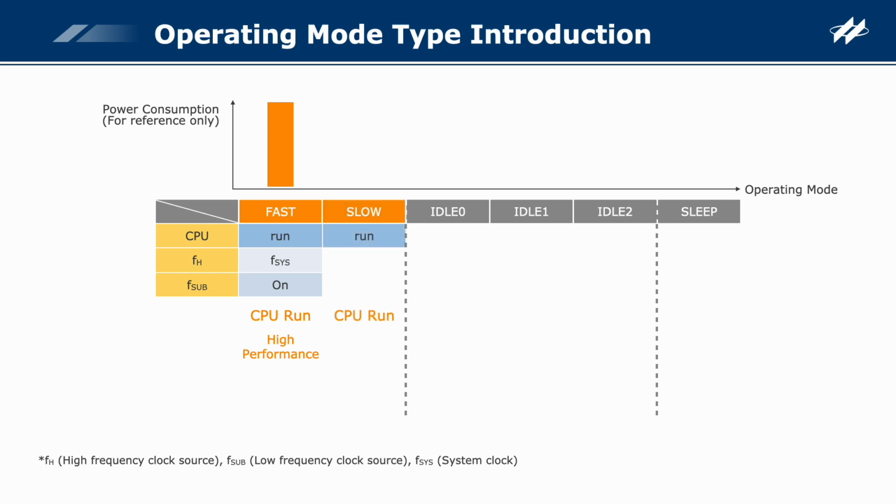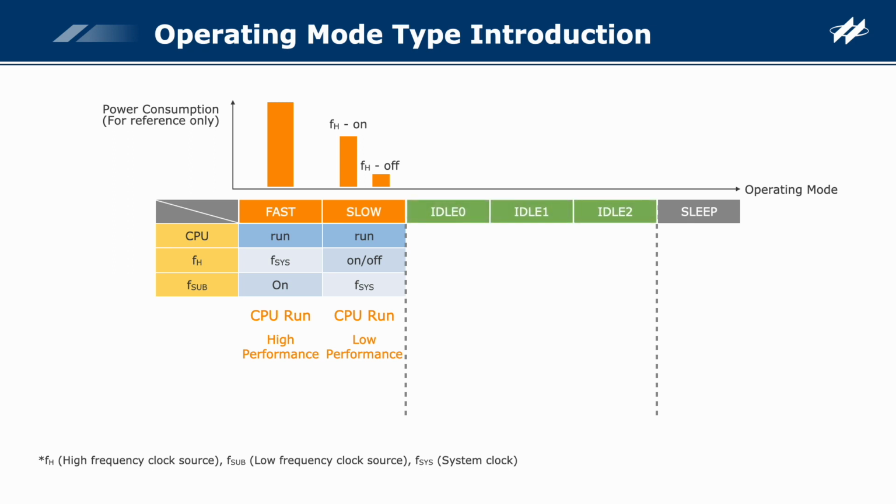The second is the slow mode. The CPU also runs normally. The system clock is provided by the low-frequency clock source. The high-speed oscillator can be selectively switched on or off. In the slow mode, although the performance of the MCU is reduced, it can still operate normally, and it conserves power compared with the fast mode. If it does not require high performance, the slow mode can be selected.